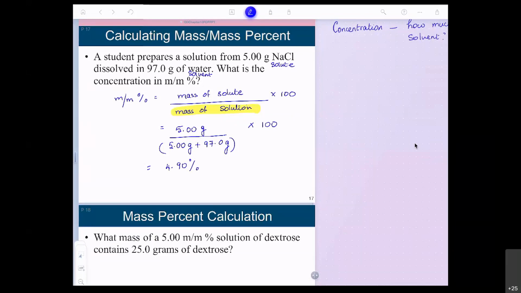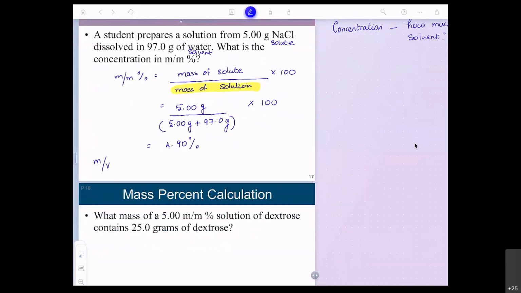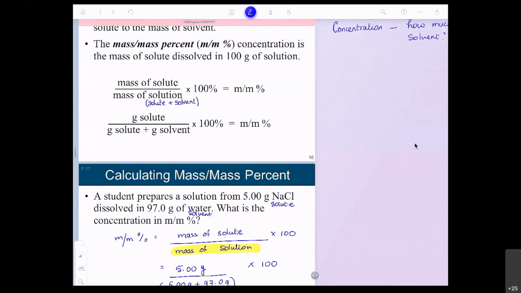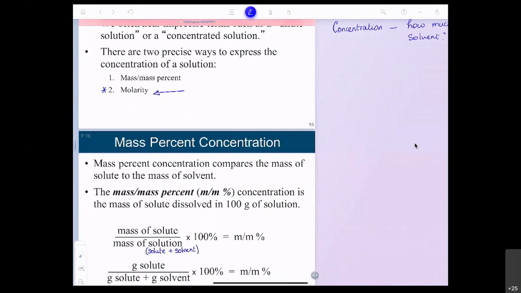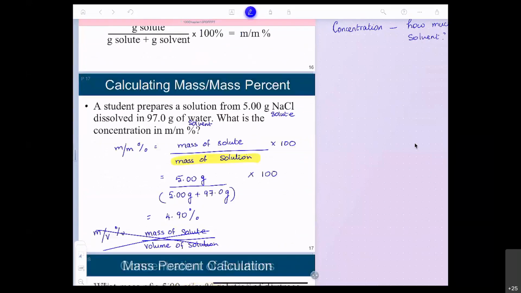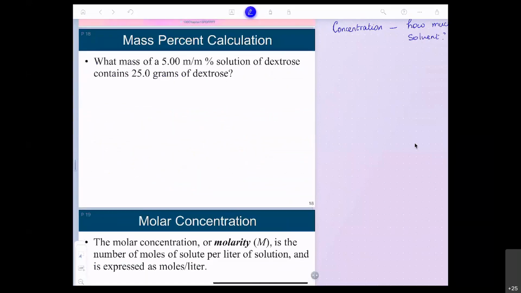There's also another one called mass by volume percent. That is very similar, but it's not something we use a lot, just for your own knowledge: mass of solute, but now over the volume of solution. Again, as I mentioned, we won't talk about this, and I've rarely seen this asked. As I said, the second one, molarity, is where you're going to be heavily tested. Let's try another problem in the same concept.